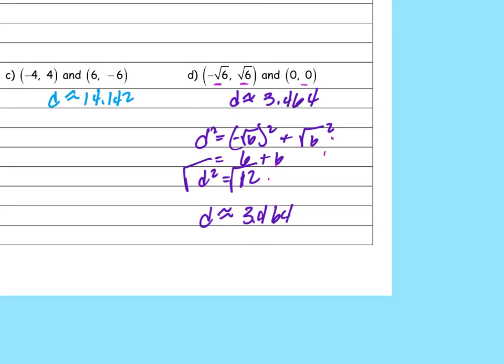So wait, why do you put it in parentheses? I put this one in parentheses because there was a negative. I didn't have to have the negative, but I left it there so you could see which square root of 6 I was talking about. Because remember, a negative squared is still a positive, so it just goes away. Nice job, you guys.